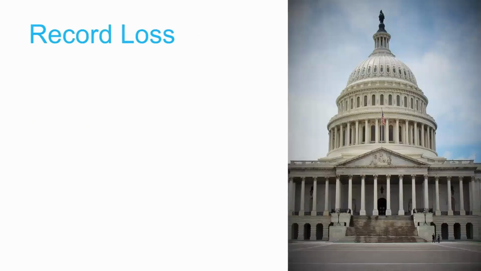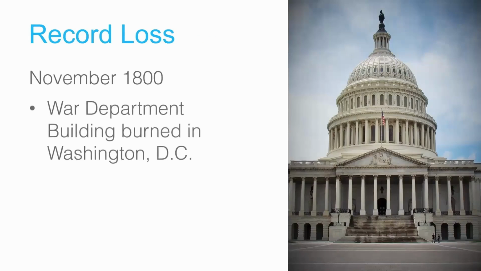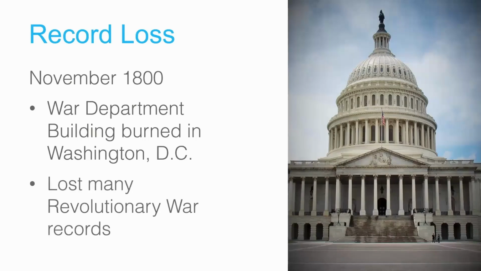I do want to mention there is a little bit of record loss with military records. In November 1800, the War Department building in Washington, D.C. was burned, and the fire did destroy most of the Revolutionary War records, including those early pensions. But there are a lot of records created after 1800 for the Revolutionary War, so you might still be able to find some information about your ancestors. But like with anything in genealogy, make note of any record loss, because that could explain why you can't find something.